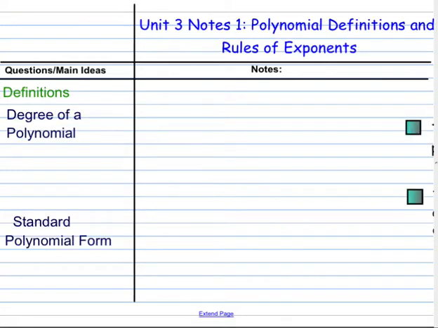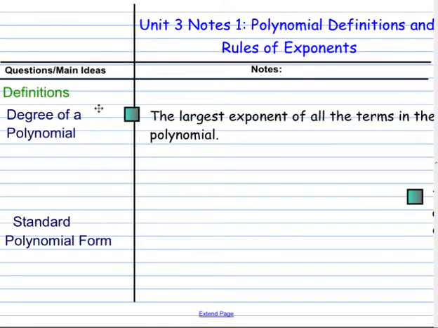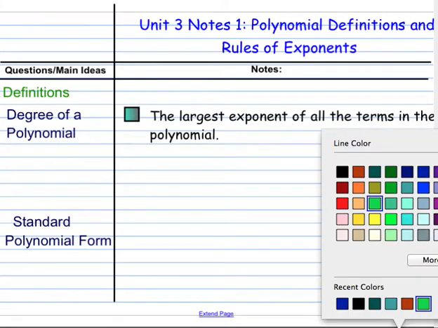So next, let's take a look at the degree of a polynomial. Let's pull that on over. So the degree is the largest exponent of all the terms in the polynomial. So the largest exponent of all the terms. So let's go ahead and write out a polynomial to start off with.